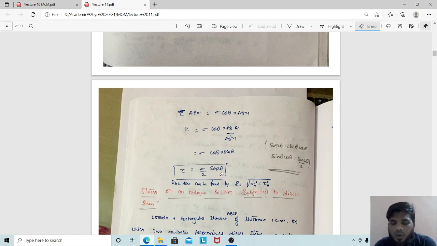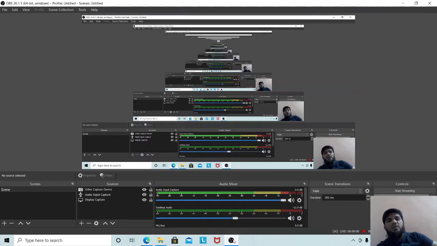You have found now tau and sigma n. So on this oblique plane you have found two forces: one is the normal force, another is the tangential force, that is tau and sigma n. So you have to find the resultant of these two. R is equal to the square root of sigma n square plus tau square. I hope with this we can stop, because you will get more confused if I keep on teaching this. Thank you.